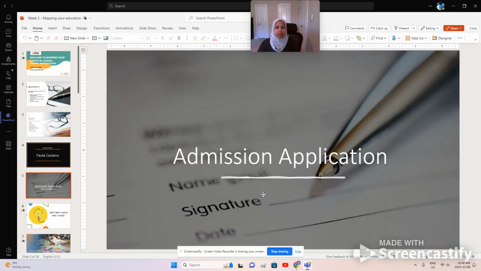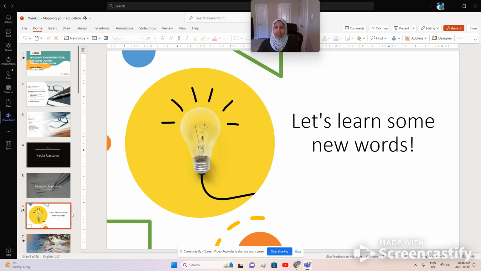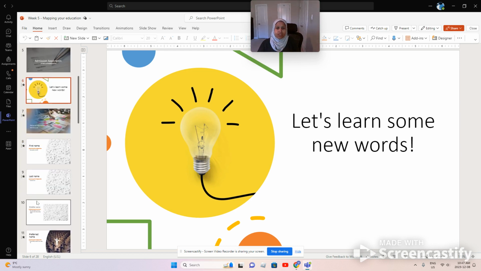So we talk about admission application. Admission means entering and application means form. So admission applications are forms that allow you to enter a college. They require certain information to be filled out, and today I'm going to take you through some words that can help us fill these forms out. So let's learn new vocab.